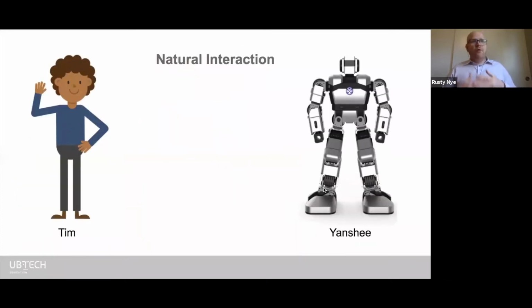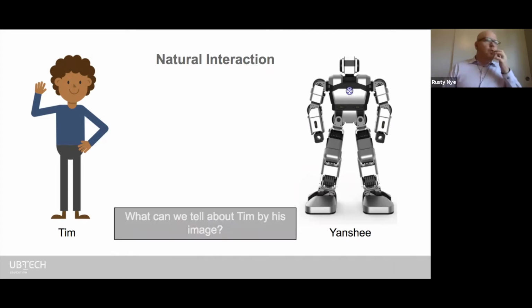Before we start diving into some of the concepts and giving examples of AI and natural interaction, I always like to focus on doing a quick comparison. What do we really mean by natural interaction? First, let's look at Tim. What can we tell about Tim just by looking at this image? This is something I have done with students to set the tone for how we're talking about our interaction with computers.